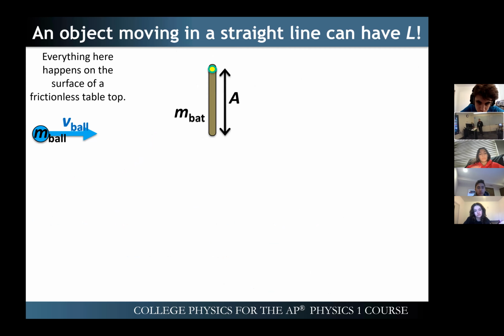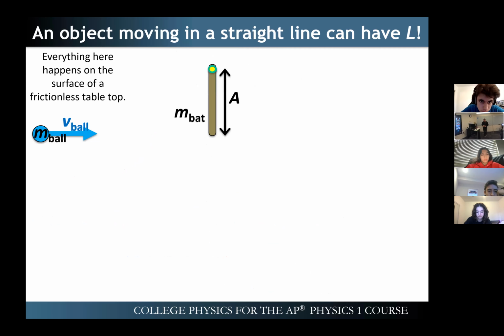So here you can see the title, an object moving in a straight line can have angular momentum. And I mentioned that at the beginning of the class. We're going to try to show why that's true. So what we're seeing here, it says in the top left, everything here happens on the surface of a frictionless tabletop. So it's like we're above looking down. They're all laying on a table and we're above it looking down on it.